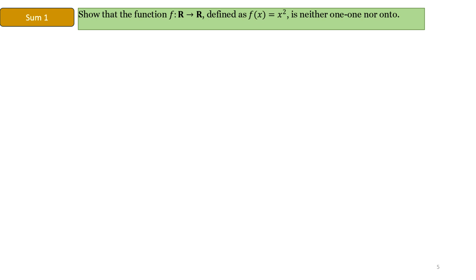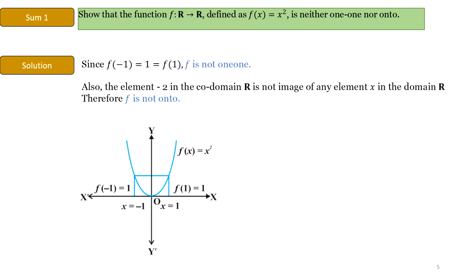Show that the function f: R → R defined as f(x) = x² is neither one-one nor onto. Two numbers, say minus 1 and 1, belonging to X, will have the same image 1 in Y. The square of minus 1 and 1 is 1. Hence, the function is not one-one. The function is not onto as the negative numbers in the codomain Y will not have any pre-image in the domain X, as only squares, and hence positive numbers, will be images.